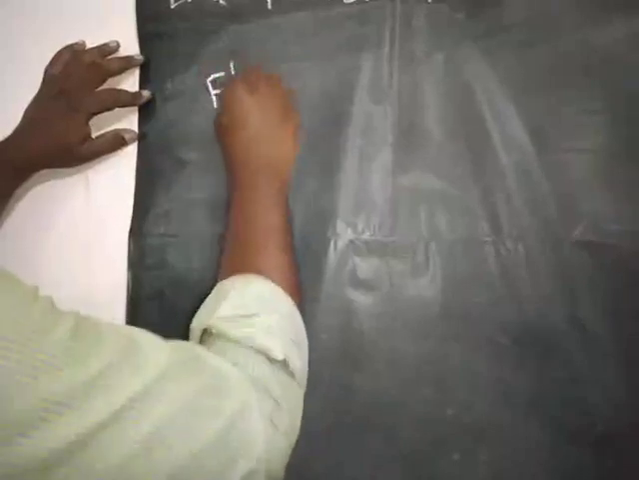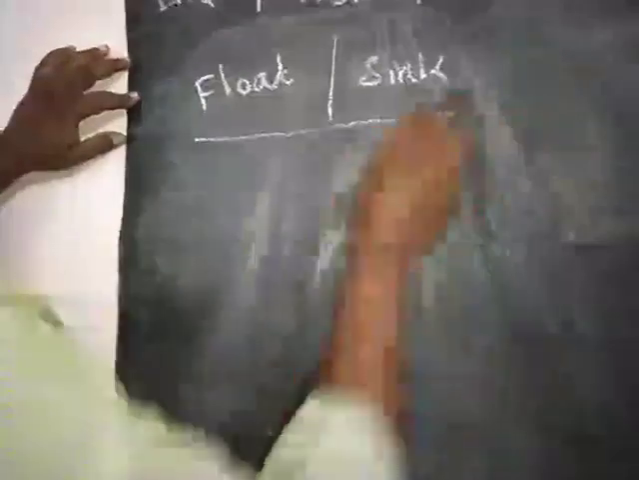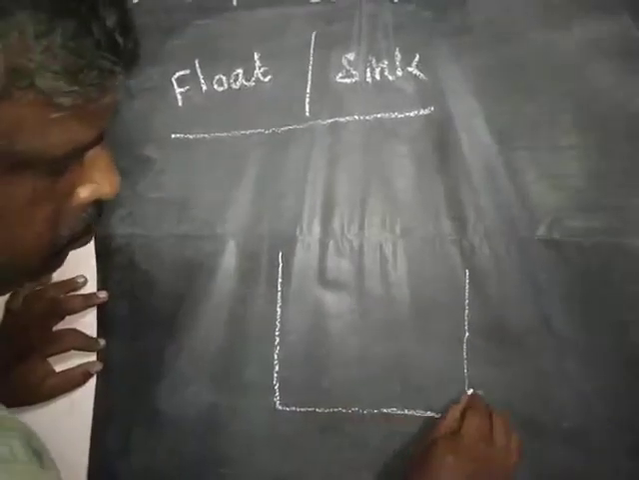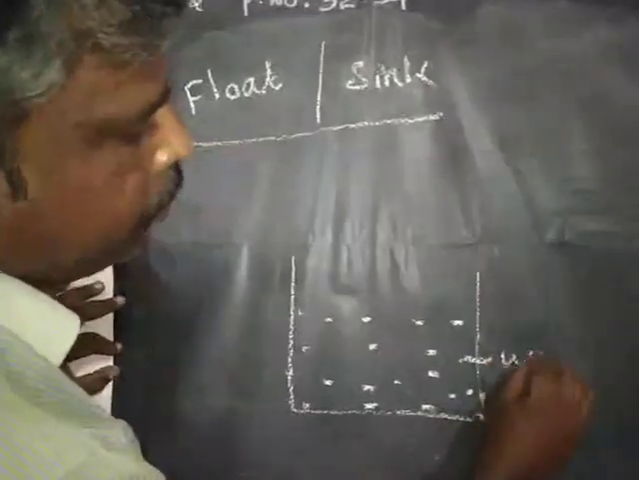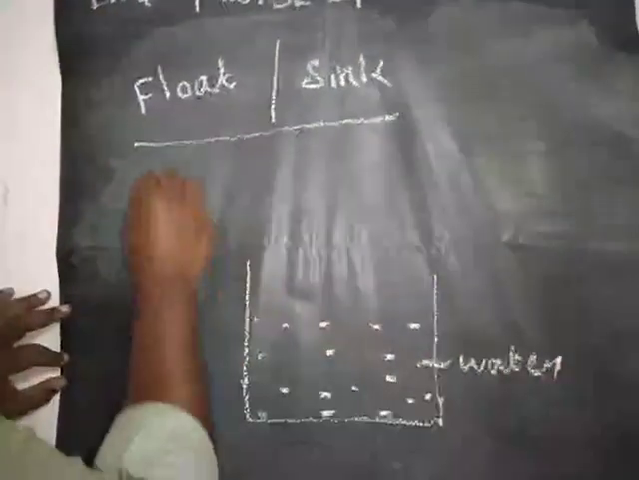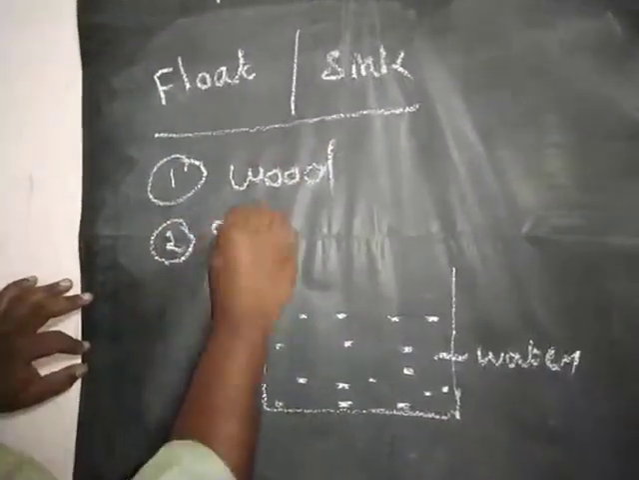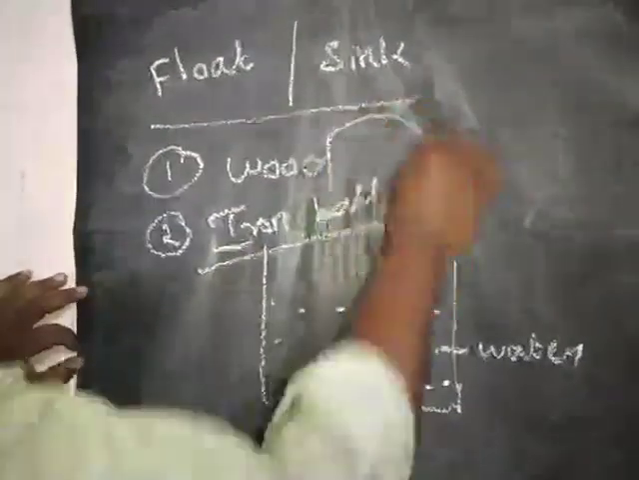Floating and sinking. What is the meaning of float or sink? Take one vessel and fill it with water. We take two objects: one is wood, another is an iron ball. Simultaneously we put them into the beaker.